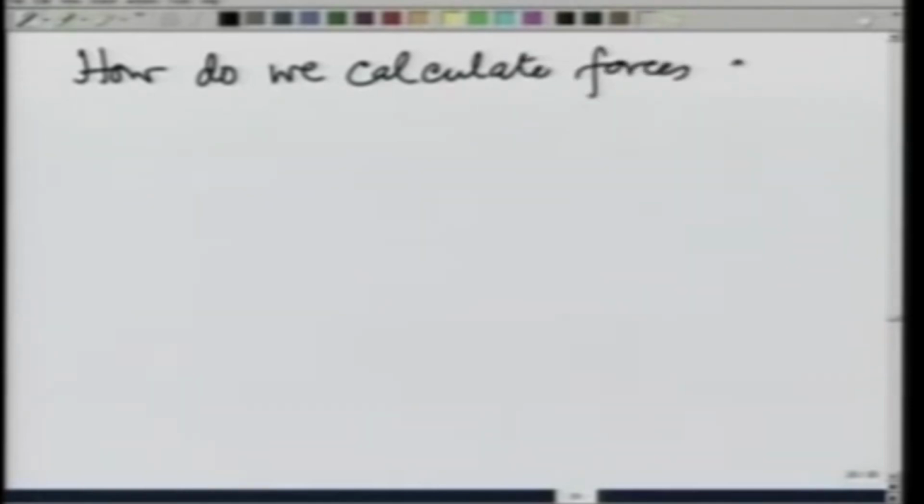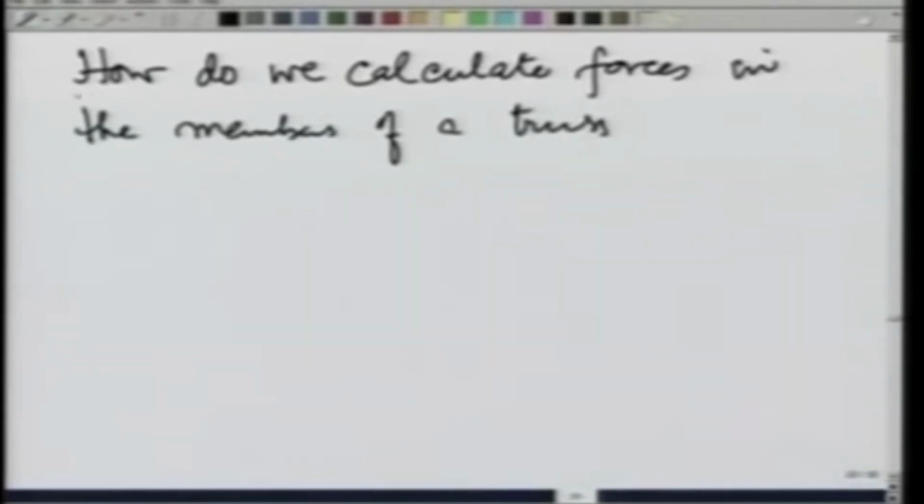How do we calculate forces in the members of a truss?